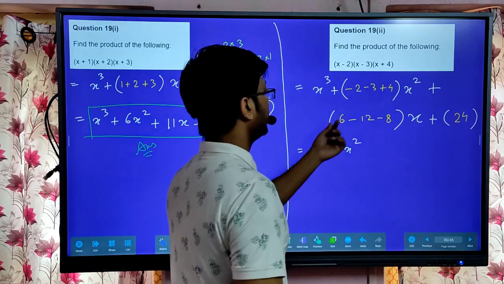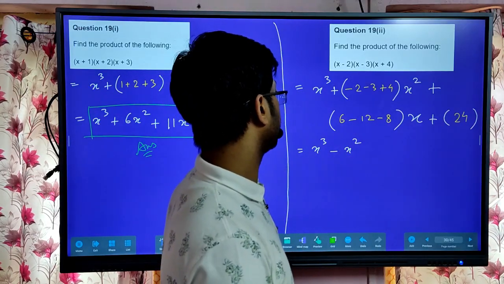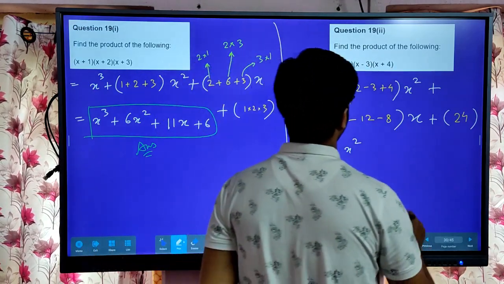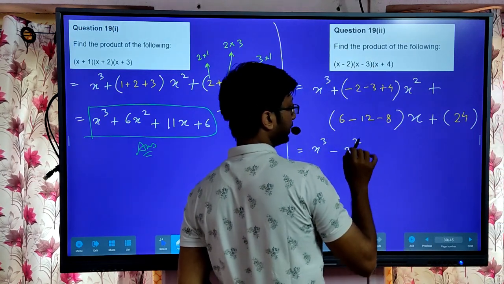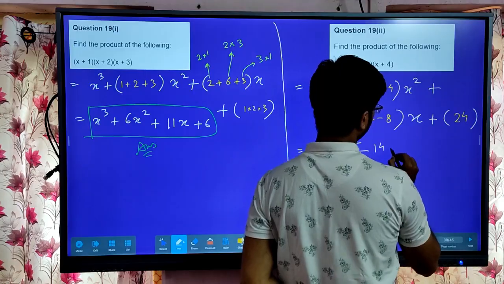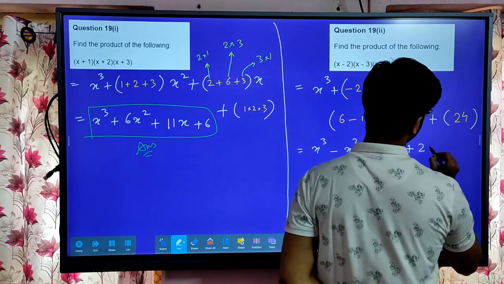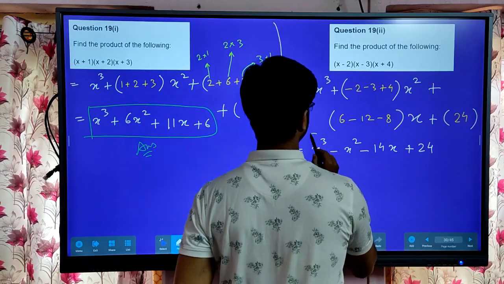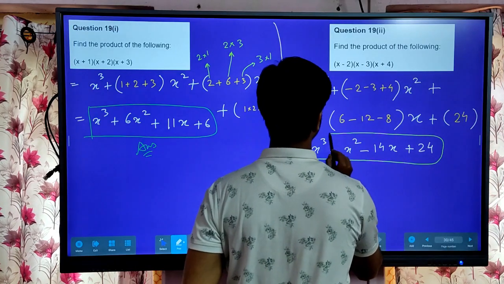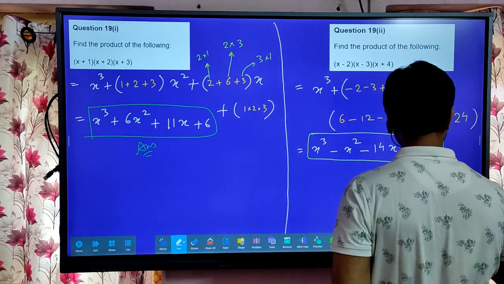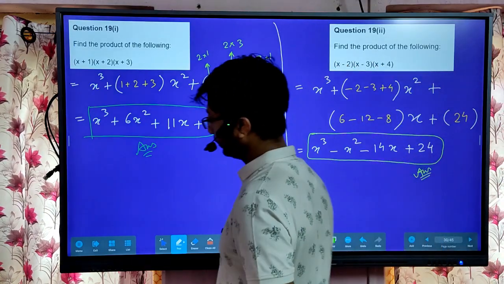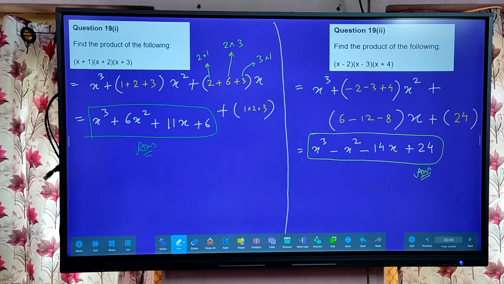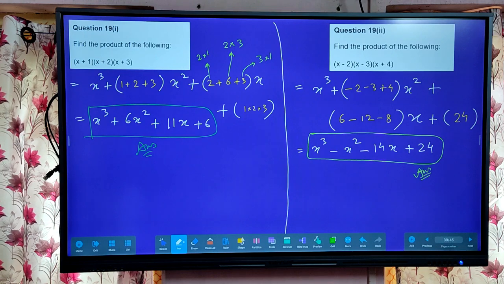then 6 minus 20, so it is minus 14, isn't it? This is minus 20 and this is 6, so minus plus 6, so it is minus 14x and this is 24. So this will be the answer. Okay, pause the video, write it down.